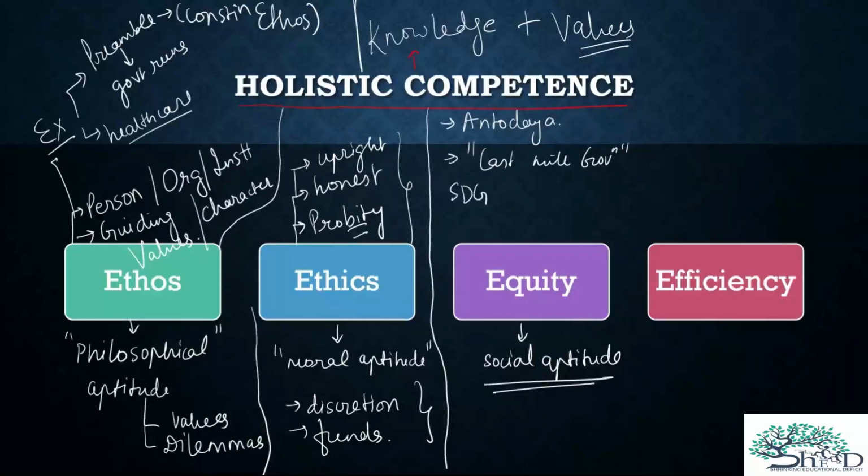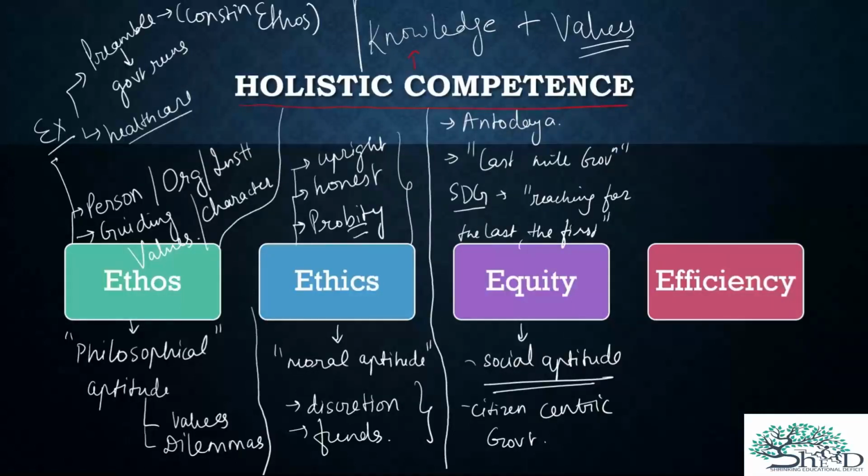Here you can also write the SDGs keyword or key phrase: reaching for the last, the first. What else? Citizen centric government. This is again very important for India because we have a lot of diversity, and a lot of people who are disadvantaged, downtrodden, exploited, like children and women. Child labor, sex labor, and sex trafficking are also involved. That is why we need people who have social aptitude, so that they can realize who needs what.